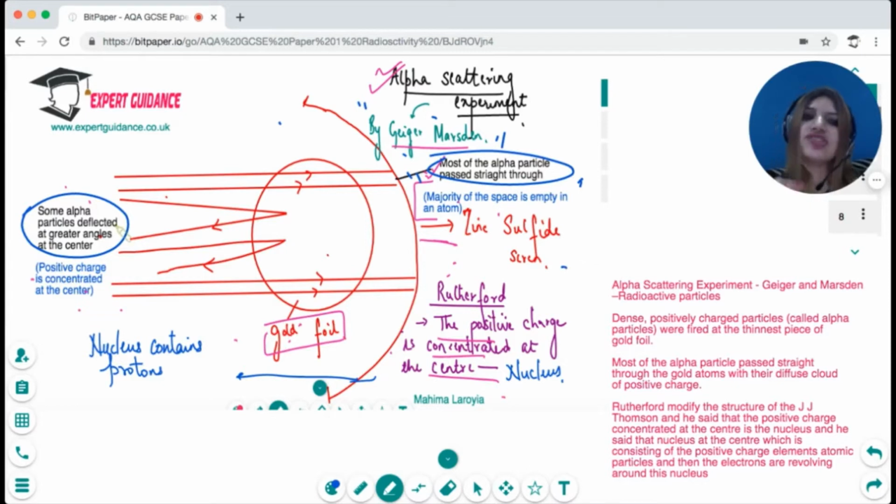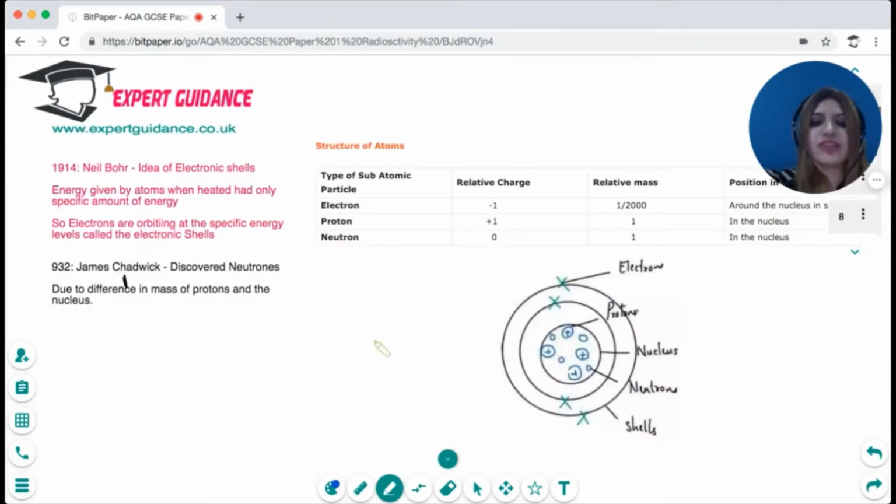And since there was a large deflection just at the center, at the center we have the nucleus. So the nucleus is concentrated at the center. The dense positively charged alpha particles were fired at the thinnest piece of gold foil, and most of the alpha particles passed straight through the gold atoms. With their diffuse cloud of positive charge, Rutherford modified the structure of J.J. Thomson, and he said that the positive charge is concentrated at the center in the nucleus, and the nucleus consists of positive charge elements and the electrons are just outside the nucleus. So he gave another structure with just the nucleus at the center and electrons surrounding it.